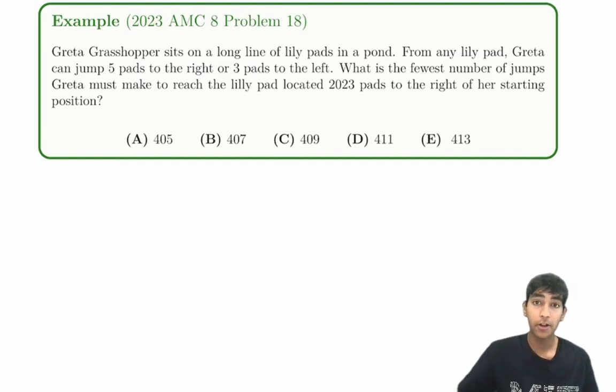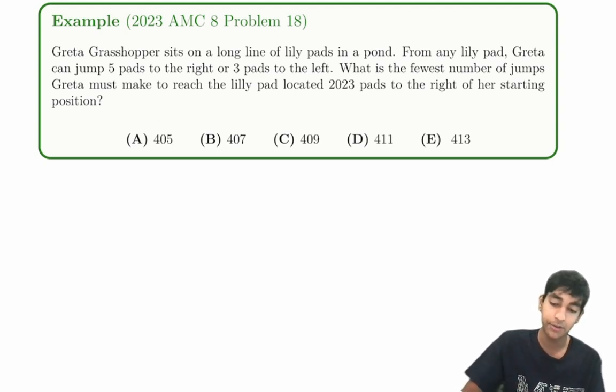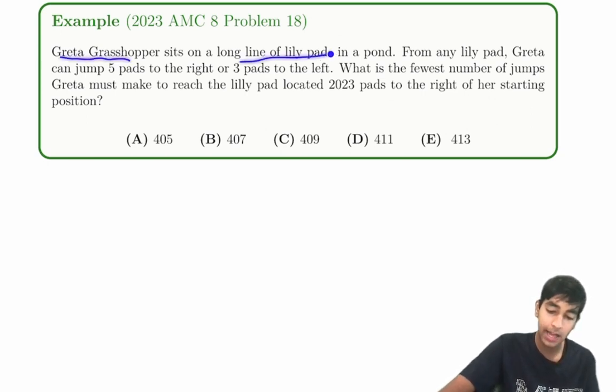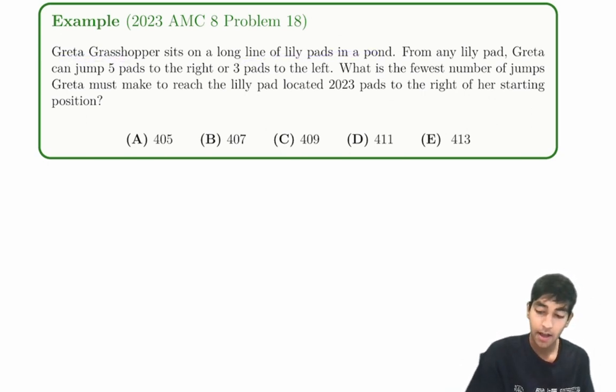Greta the grasshopper is trying to reach a lily pad 2023 paths to the right. Let's see if we can help Greta reach it as fast as possible in this problem from the 2023 AMC 8. So Greta the grasshopper sits on a long line of lily pads in a pond. From any lily pad, Greta can jump 5 pads to the right or 3 pads to the left.